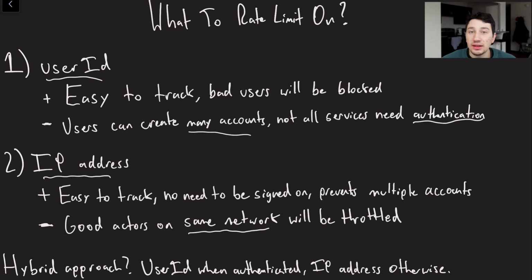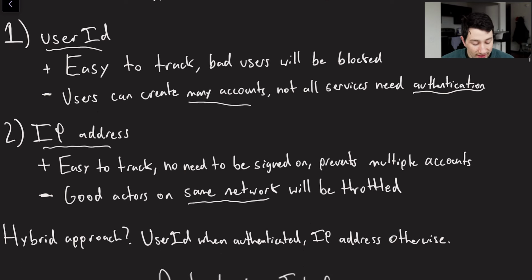So sometimes you do likely want to use IP address. So ultimately, I think something like a hybrid approach makes the most sense, where you use the IP address of a user on non-authenticated endpoints, and then the second you're logged in, you can go and use that user ID. So hopefully that makes a bit of sense.